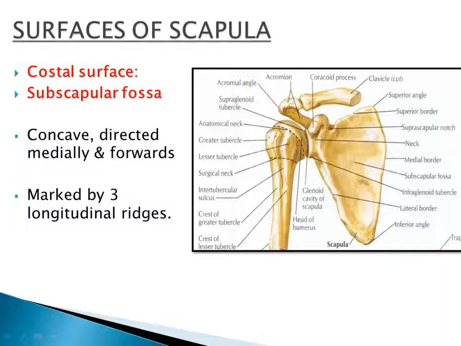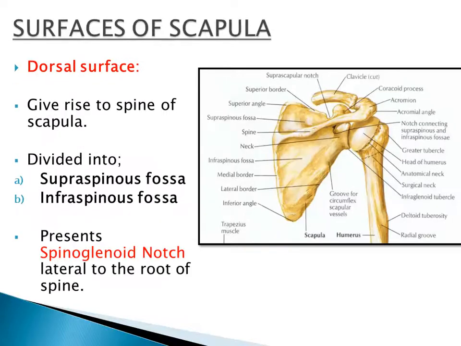I am repeating that the scapula has two surfaces. The anterior surface faces the rib cage, so it is called the costal surface. The subscapularis muscle is attached on it, hence it is also called the subscapular fossa. Now this surface is concave and is directed medially and forward. When you look carefully, it is marked by three longitudinal ridges from where the subscapularis muscle arises.